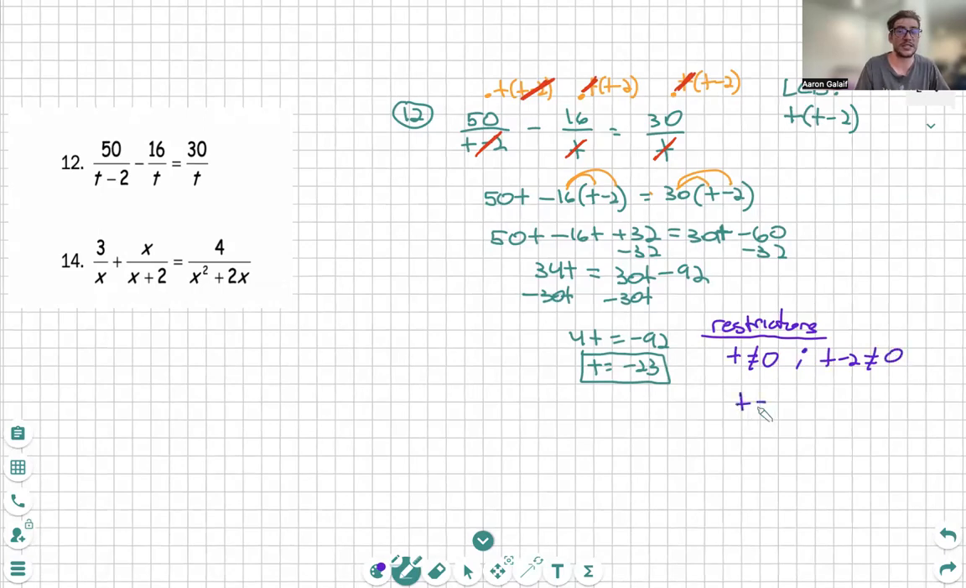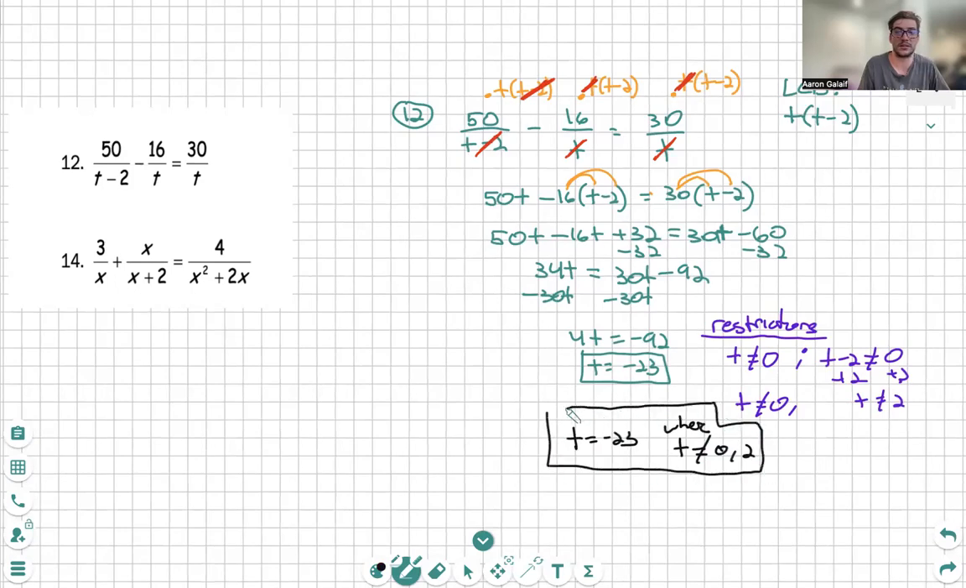We clearly see from the left side, t cannot be 0. And if I add a 2 over, we clearly see that the right side cannot be 2. So we'll clean it up and write our final answer as t is equal to negative 23, where t cannot equal 0 and 2. That will be my final answer.